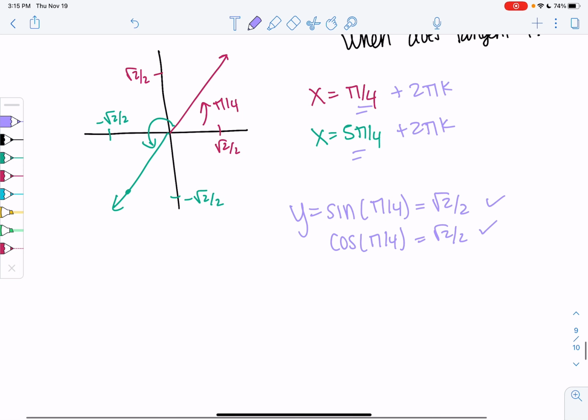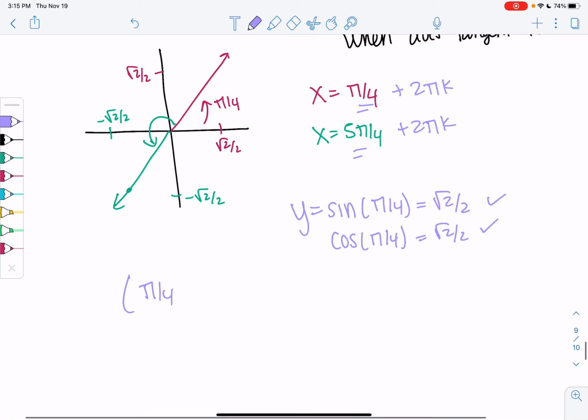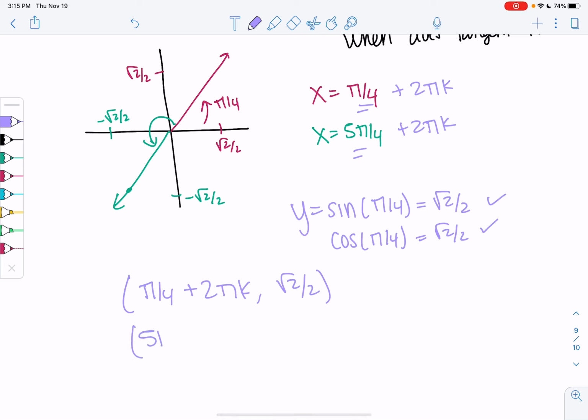So my first solution is pi over 4 plus 2 pi k for x comma y, which is root 2 over 2. And then just to let you finish, try 5 pi over 4 plus 2 pi k. So you can plug in 5 pi over 4, or you can add any multiple by adding 2 pi k, and then see if you can figure out what the y value is. And that's how you'll do the system. So pull out your unit circle if you're struggling. That'll help a lot.